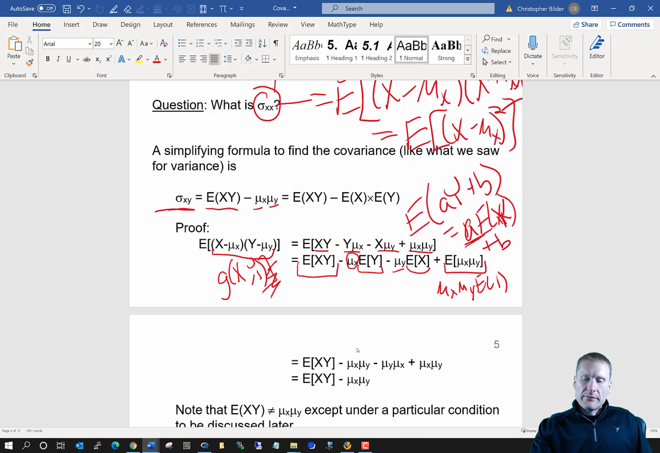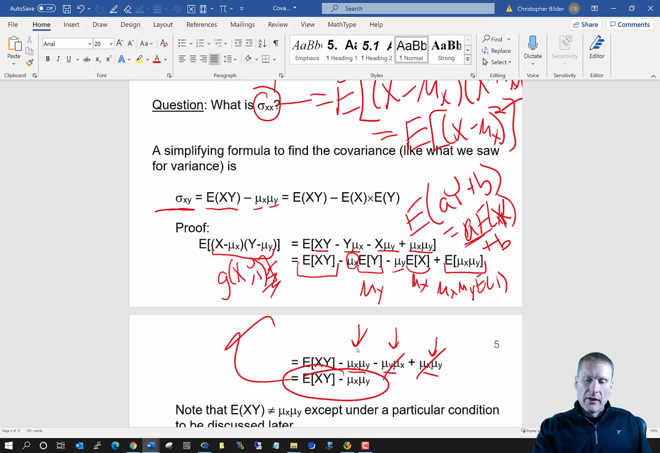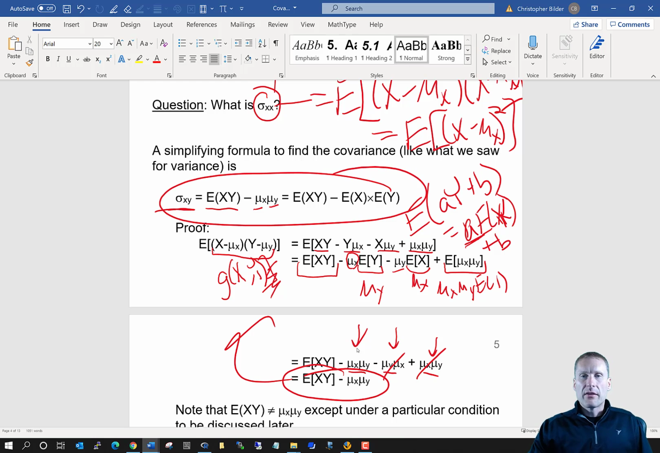So with that then, what is the expected value of y? In our notation, mu sub y. Expected value of x is mu sub x. So look at what happens here. We have some nice simplifications. All of these terms here match up. It doesn't matter if you take mu x times mu y or mu y times mu x. It's like taking 30 times 40, which is equivalent to 40 times 30. And so then two of these cancel out, and this is what we get. And that's what we had originally.